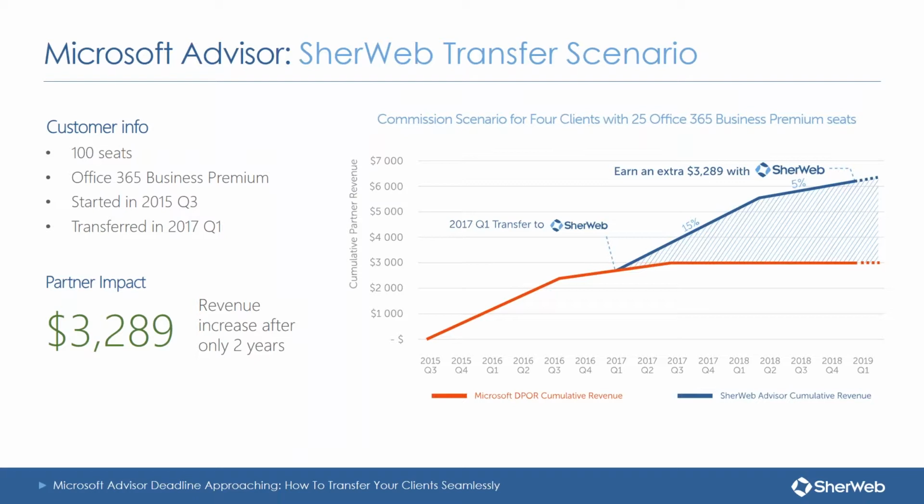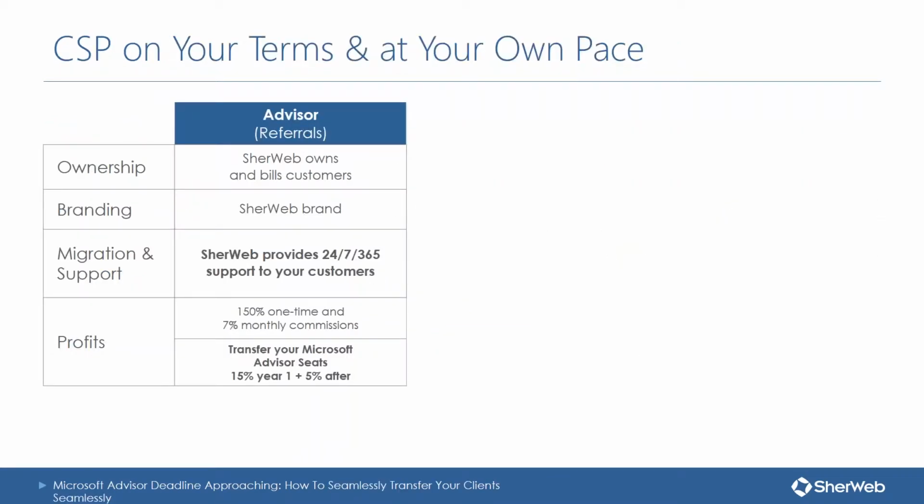The nice little graph shows that, as of June of this year, your revenue stream for Microsoft just flatlines. Whereas with SherWeb, for the first year, you get 15%, and anytime after that, you get 5%. It's the best scenario out there, because you don't have to do anything other than just let us know that you exist and that you want to transfer. We'll take care of the rest. We're highly motivated to help you do this.